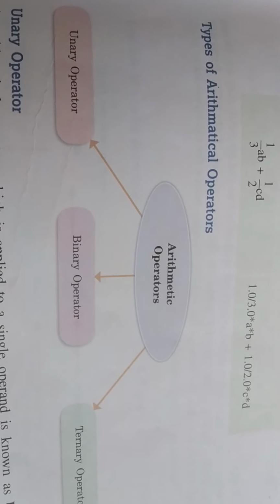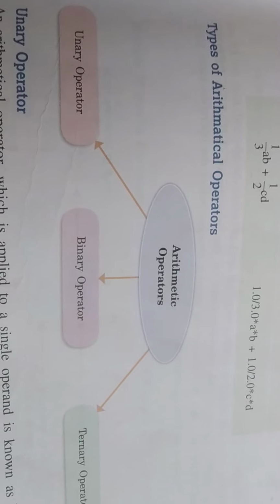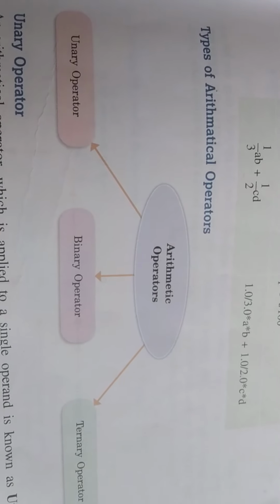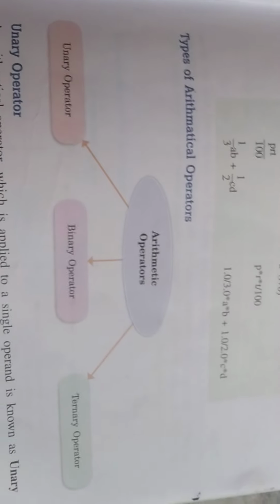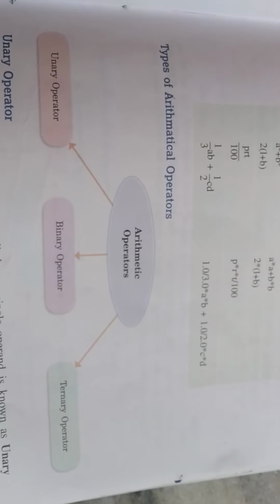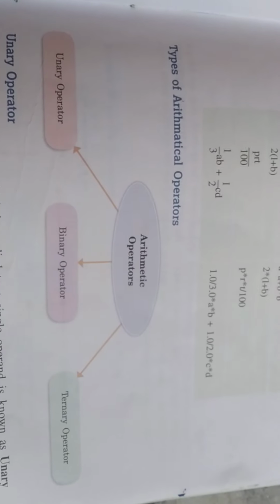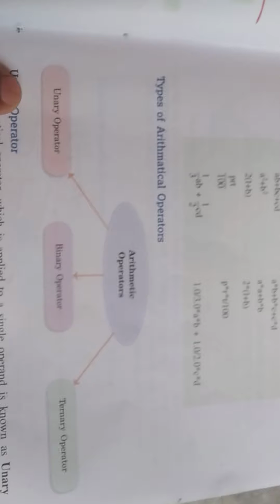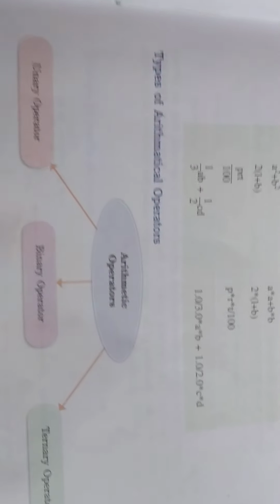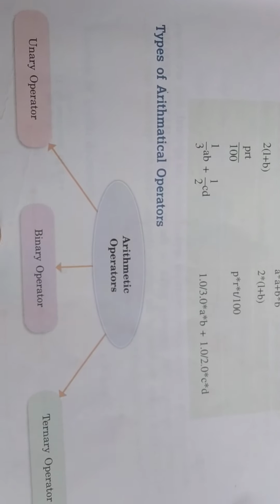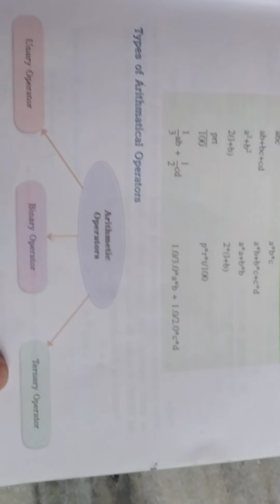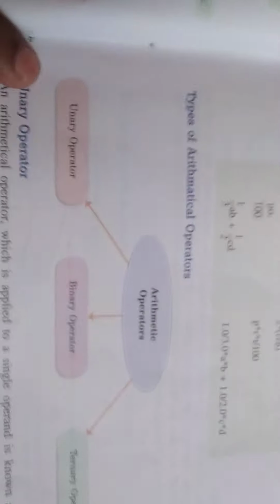Now comes the types of arithmetical operator. As we discussed, there are 3 types of operators: arithmetical, logical, and relational. Now we are going to talk about the arithmetical operator. It is again divided into 3 types. One is known as the unary operator, the second one is the binary operator, and the third one is the ternary operator. Clear? So let us discuss one by one.